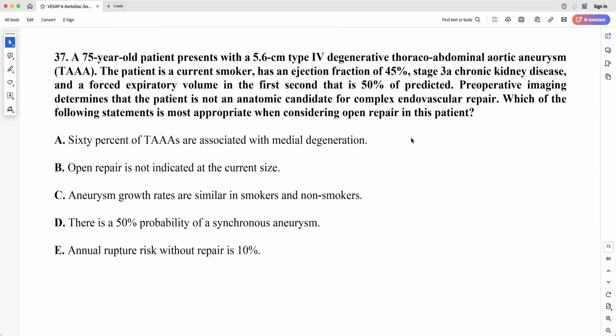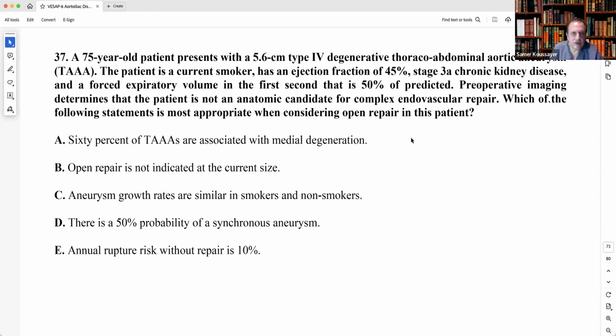So a 75-year-old patient presents with a 5.6 centimeter type 4 degenerative thoracoabdominal aortic aneurysm. The patient is a current smoker, has an ejection fraction of 45, stage 3A chronic kidney disease, and forced expiratory volume in the first second that is 50% of predicted. Preoperative imaging determines that the patient is not an anatomical candidate for complex endovascular repair. Which of the following statements is the most appropriate when considering open repair in this patient?